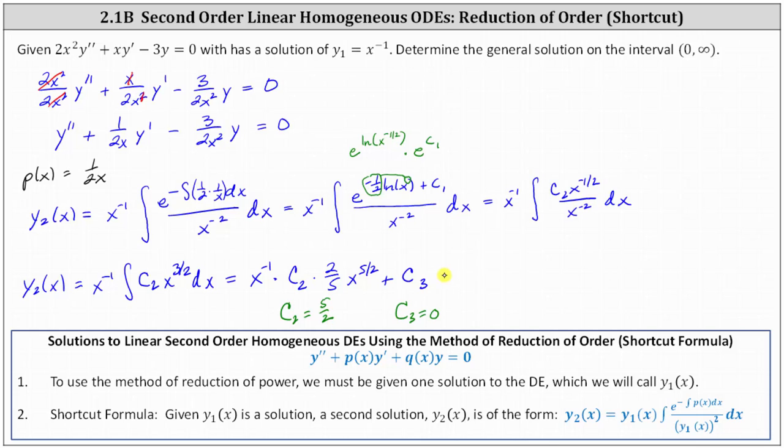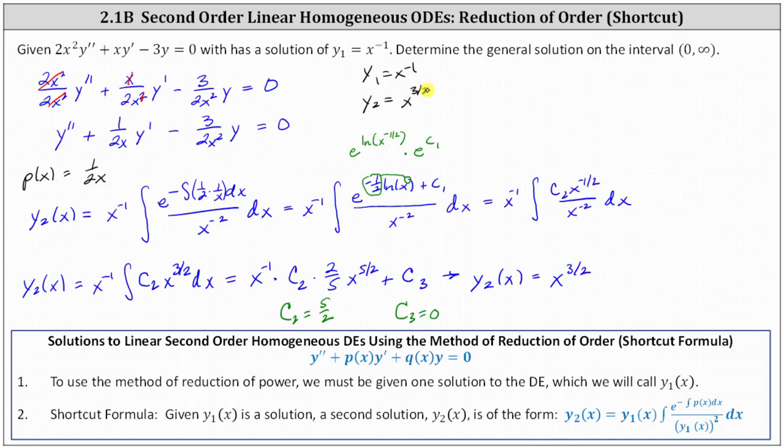In this case, notice we have y2 of x is just equal to x to the power of negative 1 times x to the power of 5/2, which is x to the power of 3/2. And now we're almost done. We know that y1 is equal to x to the power of negative 1, and we can let y2 equal x to the power of 3/2.